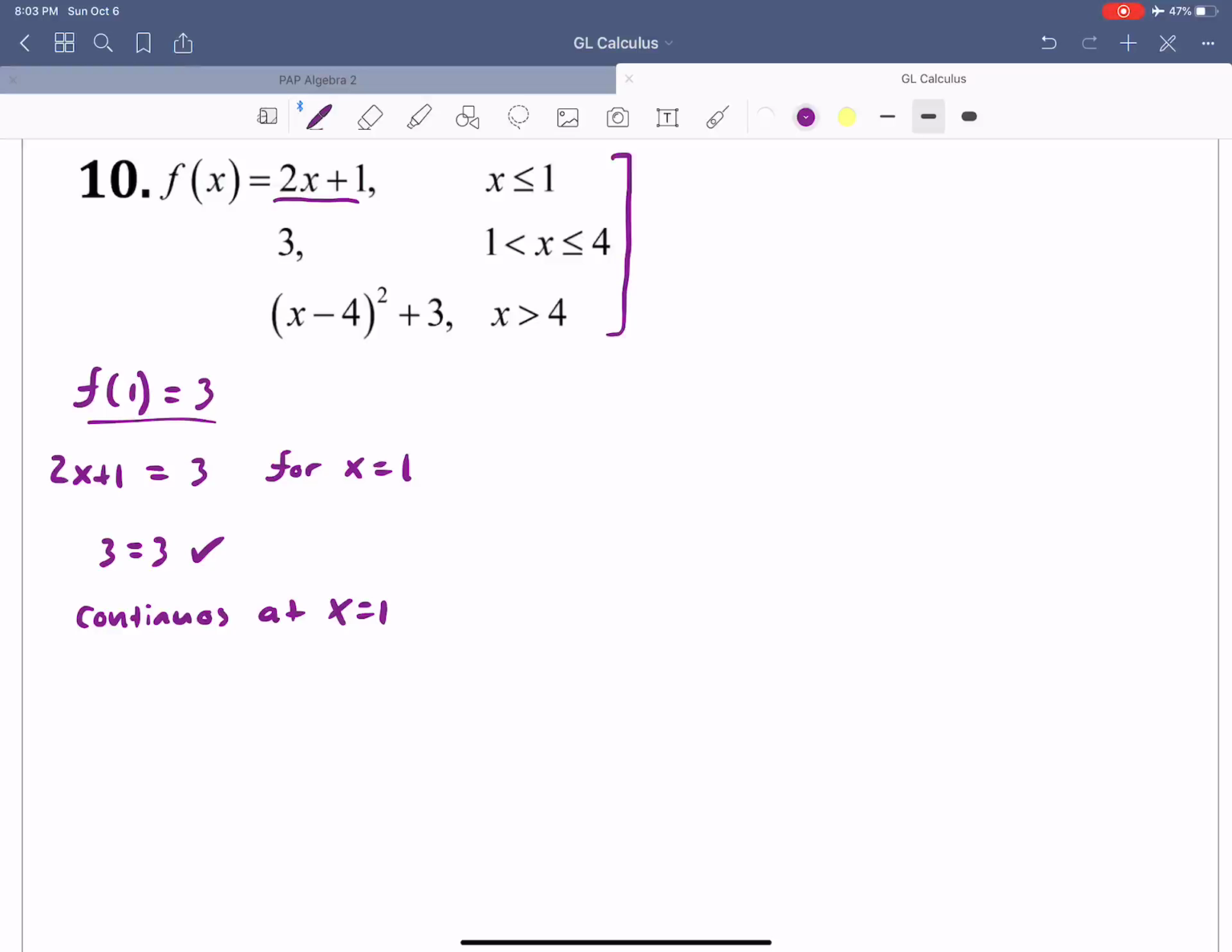The limits and the function, the defined value, are the same thing. So we would say continuous at x equals 1. Now the next point we're going to evaluate is x equals 4. So we look to see, is f defined when x equals 4? And it is. We're going to use this value here. So that equals 3. So then what I'm going to do next is set those two parts equal to each other.